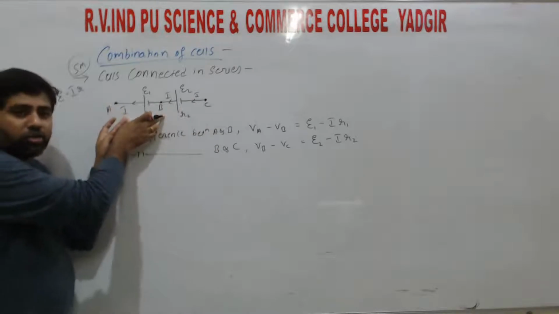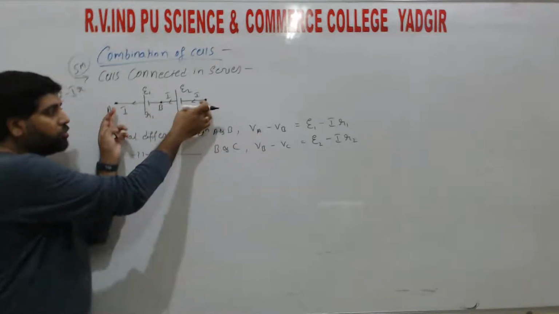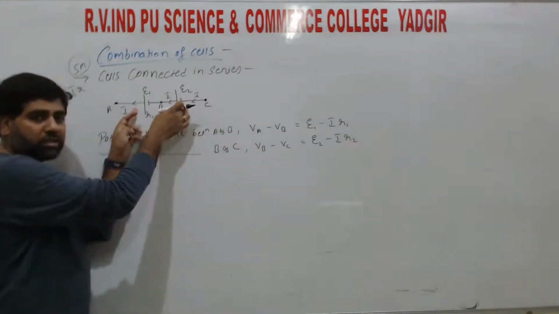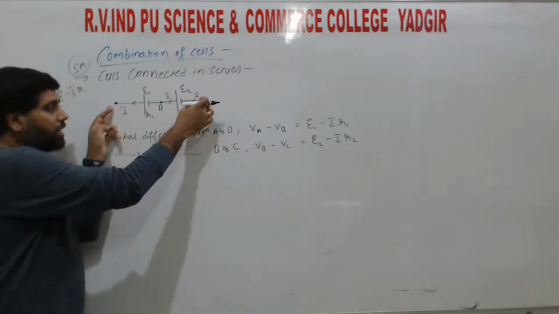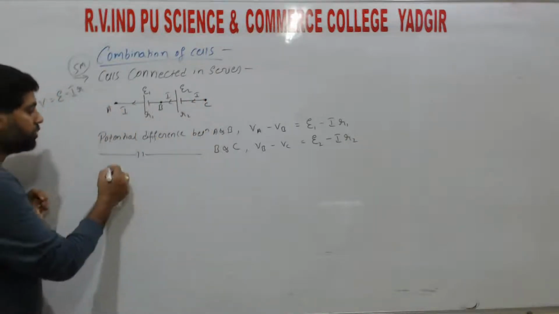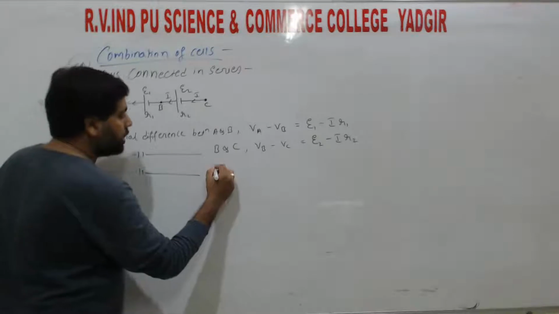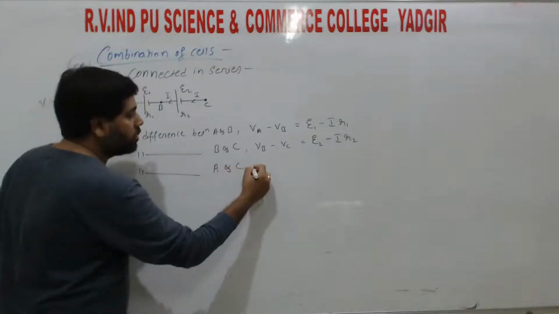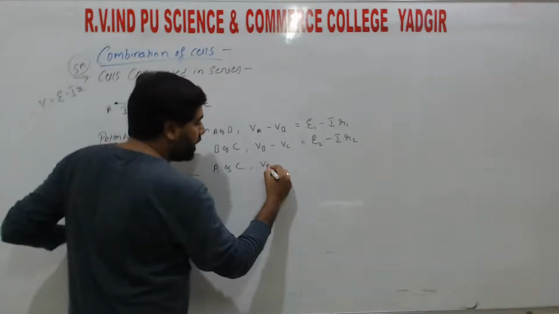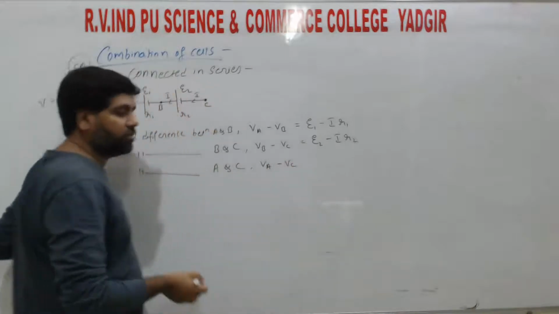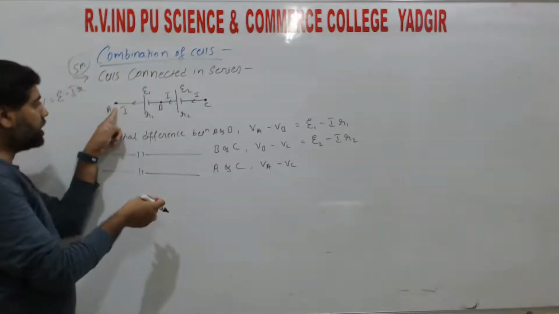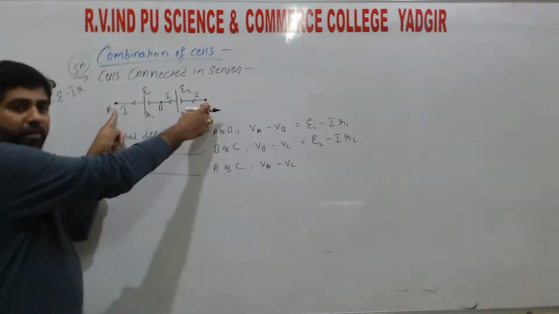So this gives the individual cells' potentials. We connected the two cells in series. Hence the total potential difference between the points A and C can be written as VA minus VC. So the potential difference across A and C is VA minus VC.